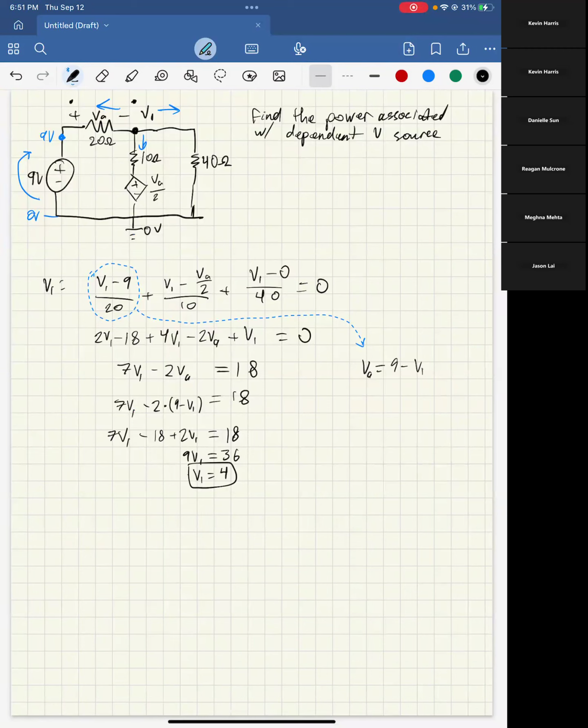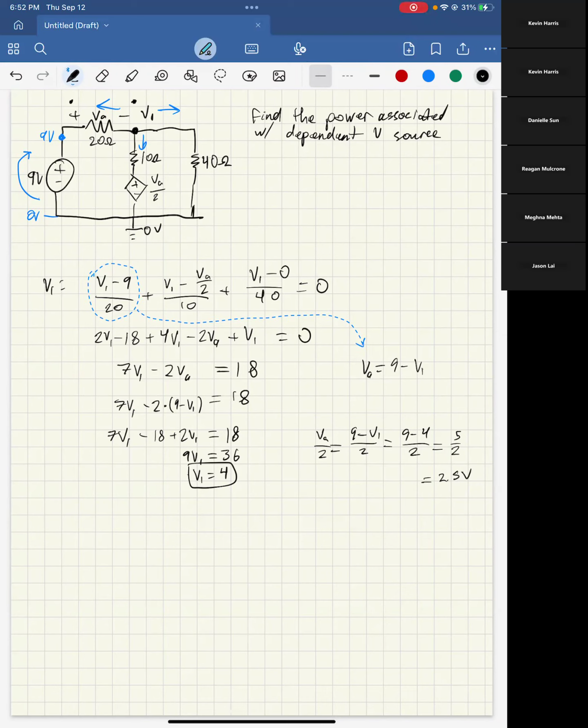Now it's asking for the power associated with the dependent voltage source. We can find the voltage now, because we can say it's VA over 2. VA is 9 minus V1, so that's 9 minus 4 over 2, which is 5 over 2, or 2.5 volts.